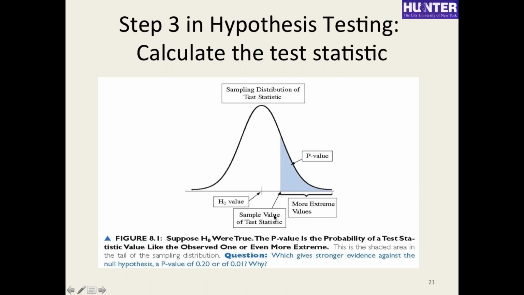The next thing we do, step 3, is we calculate the test statistic. We calculate what the z value is. And the bigger the z-score is, the further apart the mean of the population and the mean that you get for your sample are, and the less likely that they came from the same population.